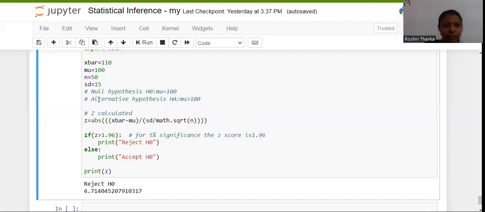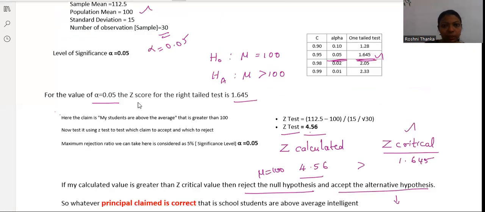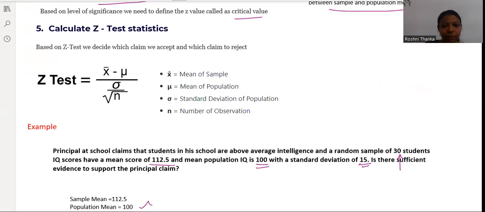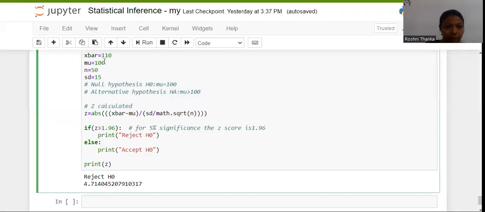Now from this, we can calculate the z-score value. We know the formula for finding the z-score value. When we apply it, x bar is 110, the sample mean, minus mu, the population mean, divided by the standard deviation divided by the square root of n. When we apply it, we get the z value. Now we check whether the calculated z value is greater than the critical z value. Then we can reject the null hypothesis and accept the alternative hypothesis.